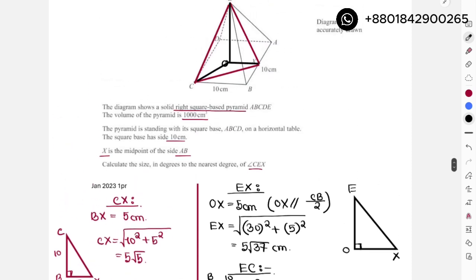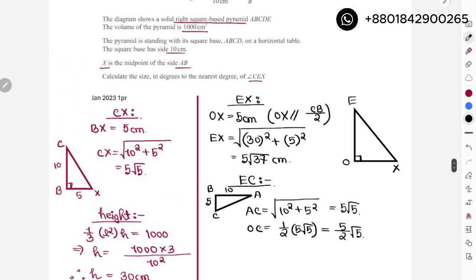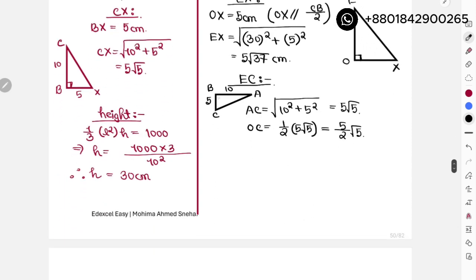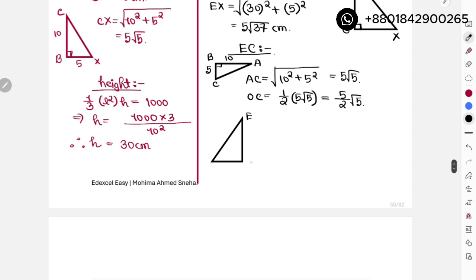After this AC, now I can calculate OC, which is going to be half of this, 2.5 root 5. So OC is going to be half of 5 root 5, which is just going to be 5 over 2 root 5. Okay, so we got the length for OC as well. Now with OC and EO, I can get the length for CE, because that also creates a right angle triangle. So the final part is this one, which is your EOC. This was 90 degrees. OC is your 5 over 2 root 5, and OE is the height, which is 30.